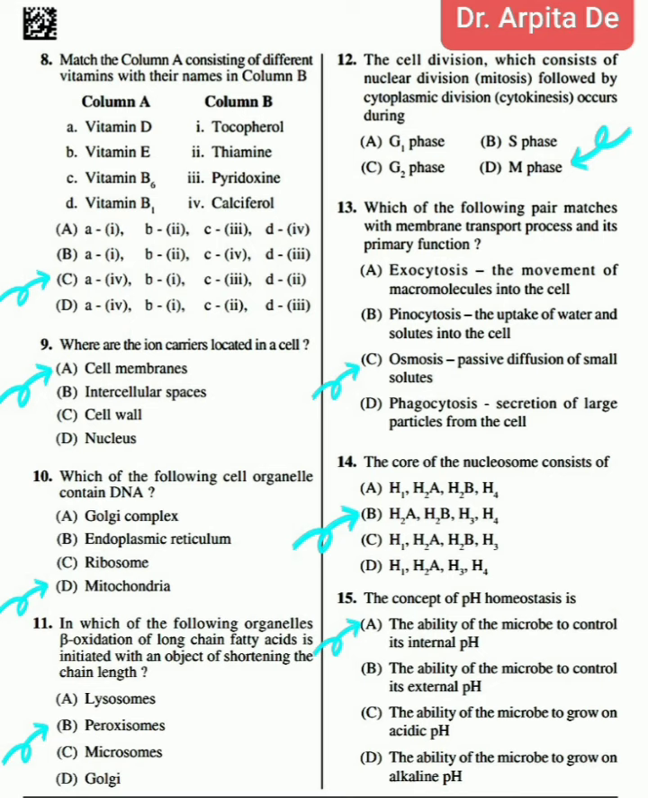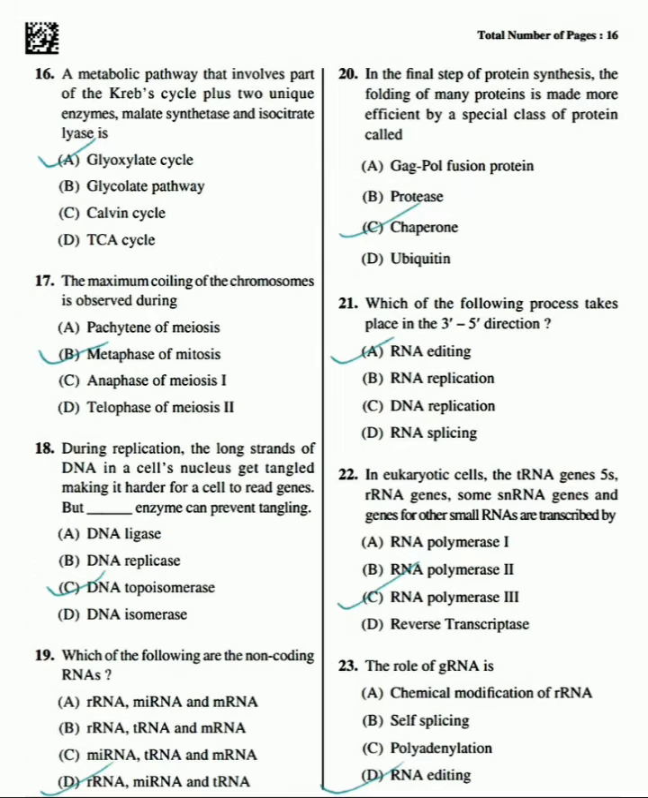Next question. A metabolic pathway that involves part of the Krebs cycle plus two unique enzymes, malate synthase and isocitrate lyase, is one and only our glyoxylate cycle. Glycolate pathway, Calvin cycle, TCA cycle are not applicable here. Our correct answer is the glyoxylate cycle. For these, I would suggest you revise all the four cycles once again so that it remains fresh in your mind.